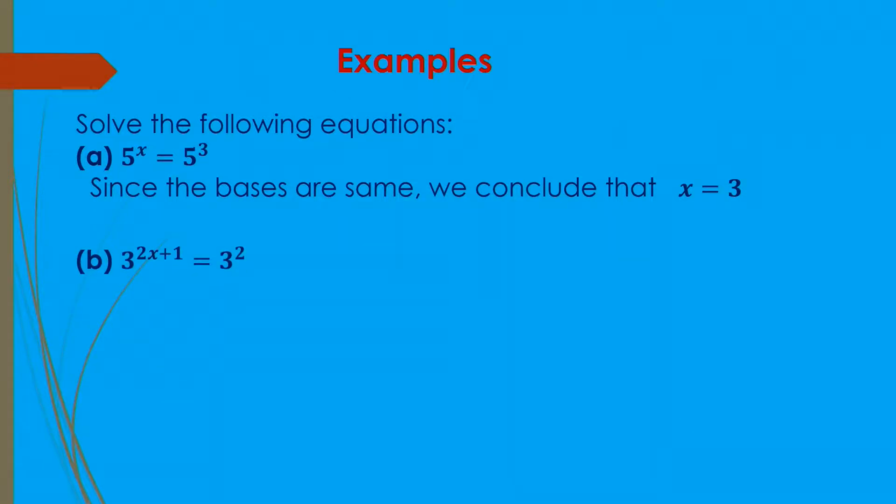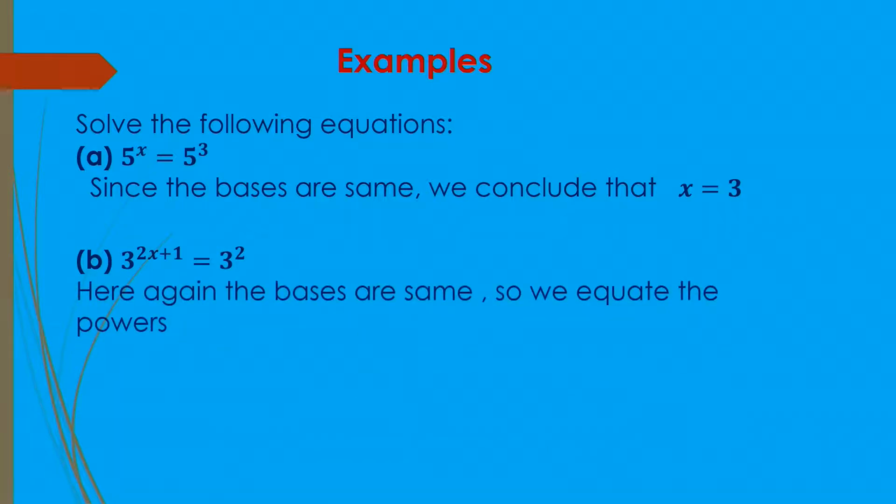Part B, 3 power 2x plus 1 equal to 3 power 2. Here again, the bases are the same. So we conclude that 2x plus 1 equal to 2. Solving this equation to find the unknown x, we have x equal to half.